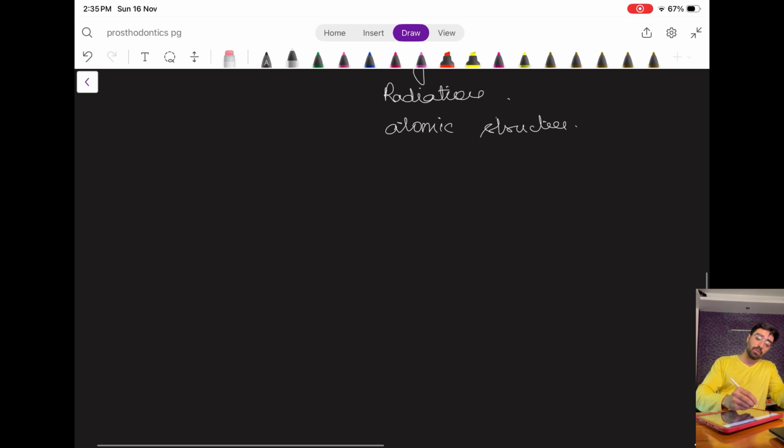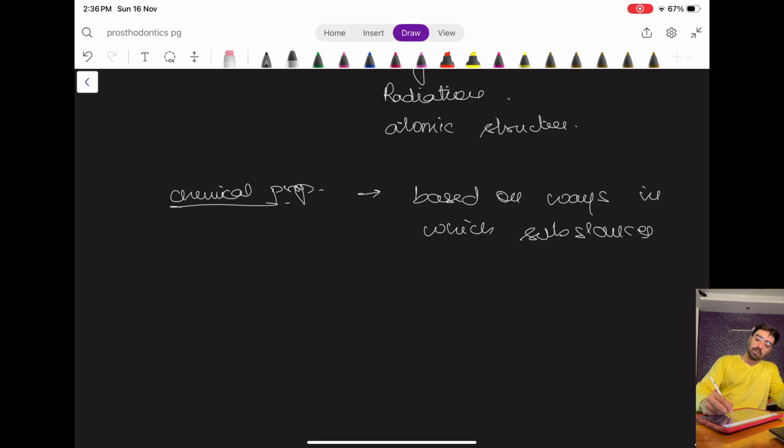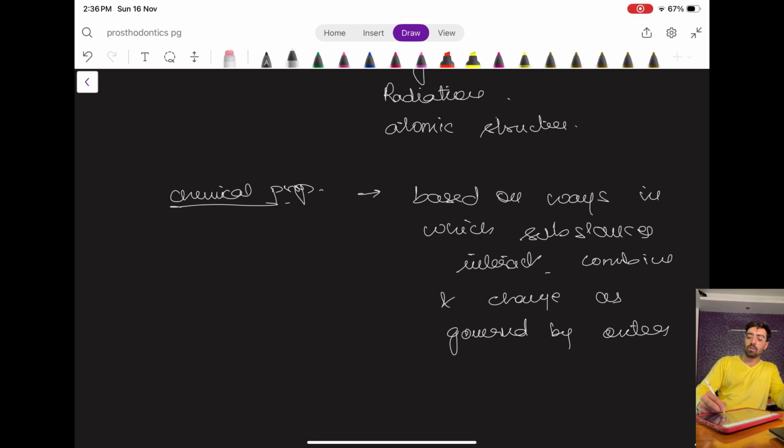Then there is something known as chemical properties. What are chemical properties? See, chemical properties are based on the ways in which substances interact, combine, and change as governed by the outer orbital electrons.